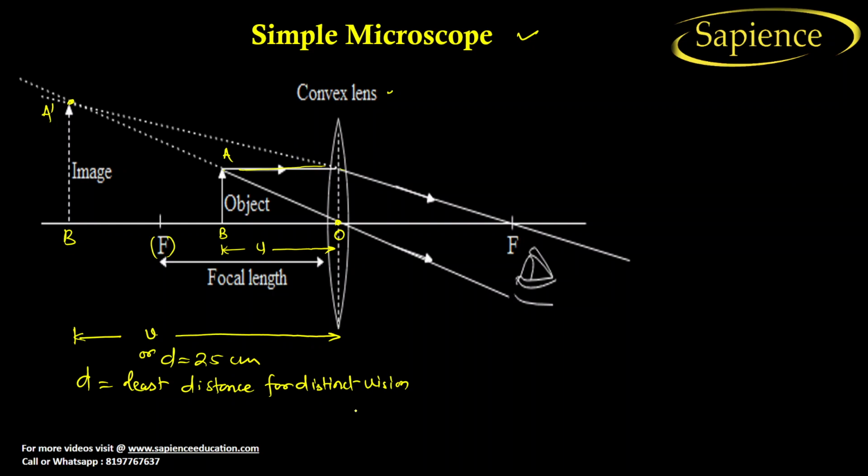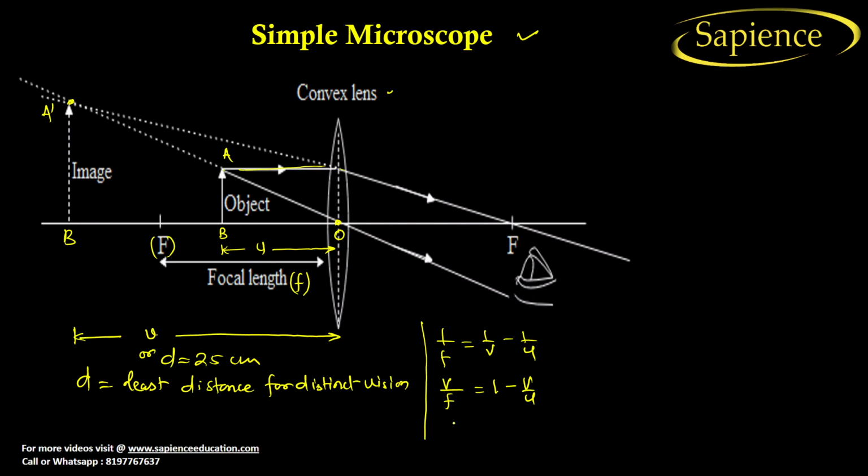Now we know the lens formula: 1 by f is equal to 1 by v minus 1 by u. Here the focal length is f, no problem. So from here, can we multiply it by v? If we multiply it by v, this will be v by f is equal to 1 minus v by u. Okay, v by u. Now we know that v by u is the magnification.